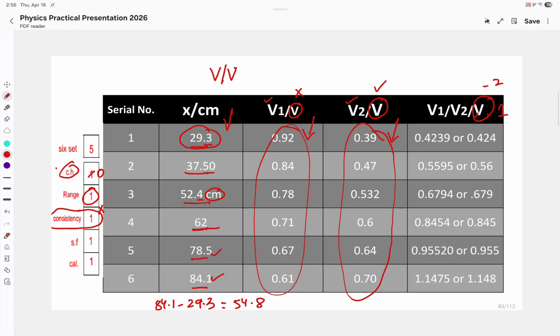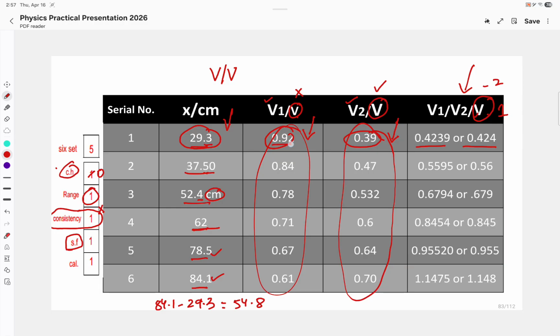Okay, now V1 upon V2 is the only calculated column, so you have to divide 0.92 by 0.39 and then write an answer. Now remember the significant figures. The significant figure mark will be provided from here if you keep all the significant figures in a consistent manner. For instance, there are again some mistakes. I deliberately made them so that I can explain how you can lose a mark.